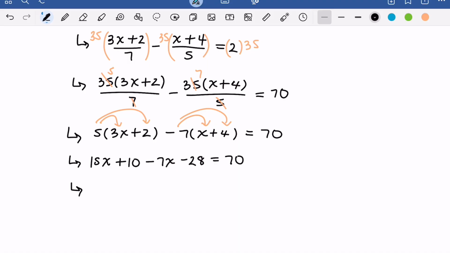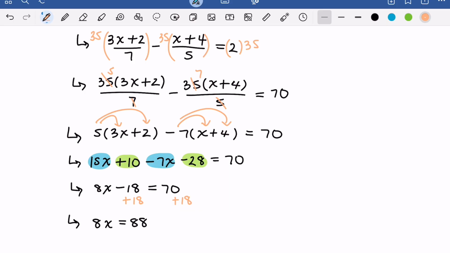All right, so now let's combine like terms and simplify. Notice we have a 15x, a minus 7x. We can combine these guys, and then we have a plus 10 and a minus 28. So we're going to be left with an 8x, combining our 15x and subtracting out 7 of them. And then we have negative 28 plus 10, so this will give us a minus 18. And again, we still have that 70 there. Now we want to completely isolate x, so let's add 18 to both sides of this equation here. Doing so, we're going to end up with 8x is equal to 88.